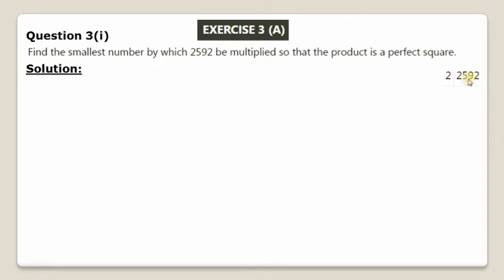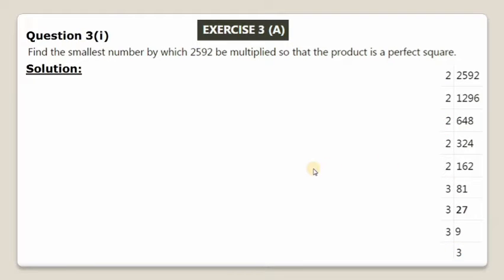Okay, so let me factorize. If you divide this by 2, you get 1296. Again, you divide this by 2, you get 648. Divide this by 2, you get 324. Again, do the same. And if you see this way, your factorization ends here.